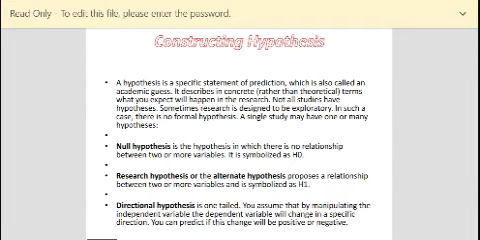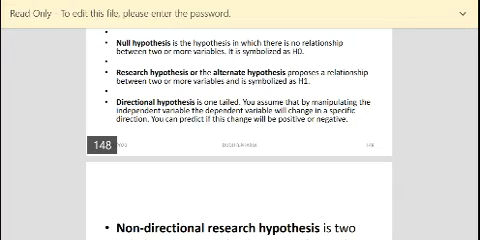We know if the variables have no relation at all, the variables are independent and they don't have any relation at all, it is symbolized as H0 and it's the null hypothesis. In the research hypothesis or the alternate hypothesis, it proposes a relationship between two or more variables and is symbolized as H1.